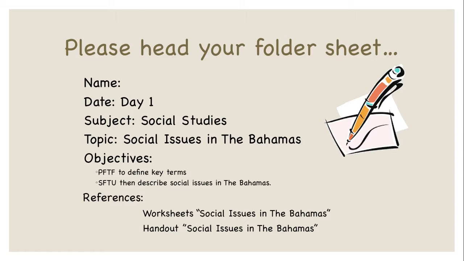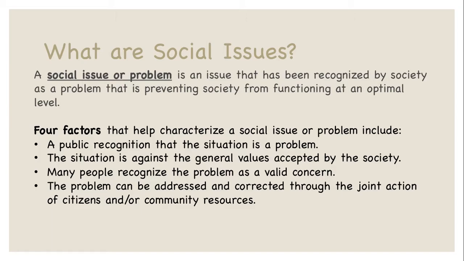So head your folder sheet: date, subject, topic, objectives, and we'll go from there. So we're just going to describe the social issues and define them. Social issue, so it's that idea of something that society recognizes is a problem, really, and prevents society from being able to run in the best way. So we've written here functioning at an optimal level, okay?